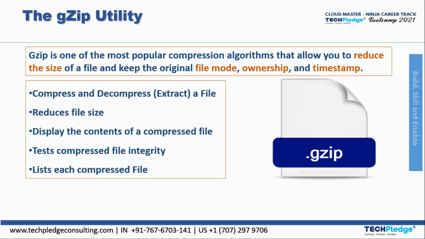For decompression we say it restores the file size, displays the content of the compressed file, tests the compressed file integrity. Yes, integrity is to be maintained if you go for compression, and lists each compressed file. So this is what we go with the gzip utility. It's best for compression.